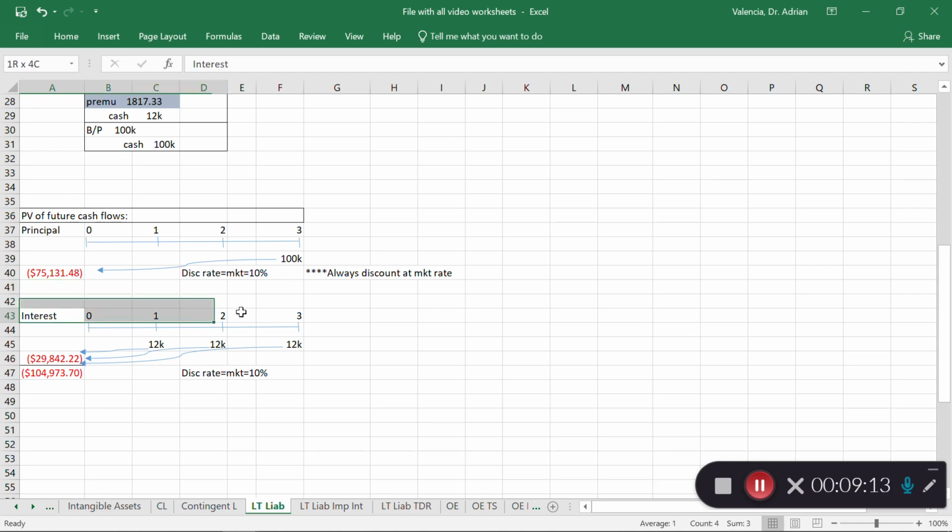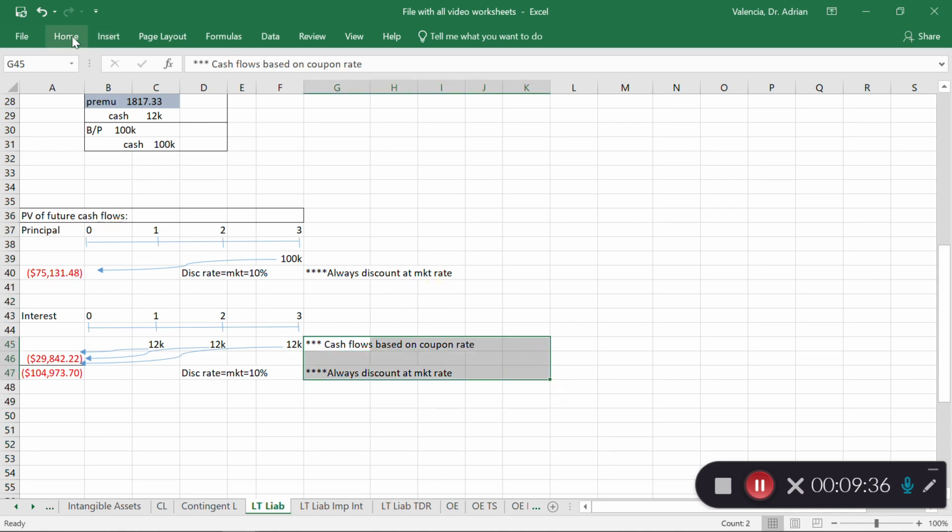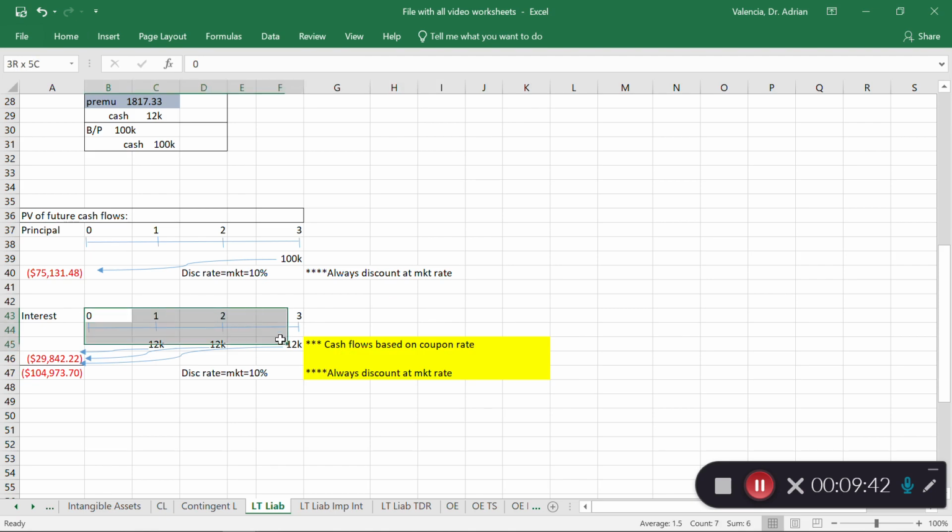Then I look at the interest. These cash flows are based on the coupon, and that should be really important to you. Cash flows based on coupon rate, and then, as before, discounting at market. This is a rule that you can pretty much always go by. Notice how the cash flows that I'm putting in here are $12,000. That's based on the coupon rate. This will never change, okay? It will always be $12,000, and it's always based on the coupon rate. Now, once I lay out those cash flows, I discount them at the market rate.